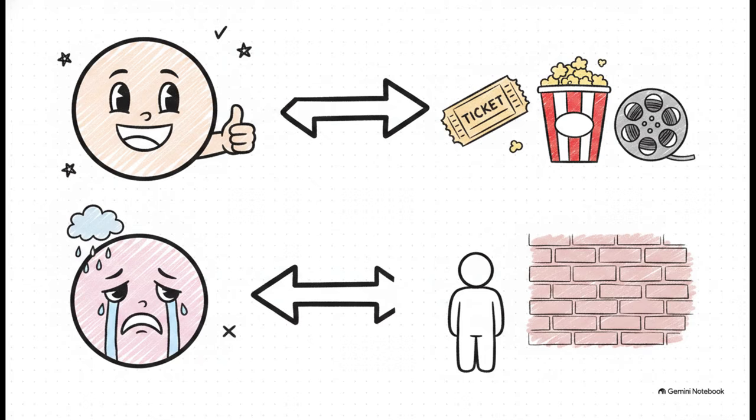You can even combine these strategies using something called differential reinforcement. Think about a sulking child who desperately wants to go to the cinema. There are 2 distinct paths a parent could take. Path A relies on positive reinforcement.